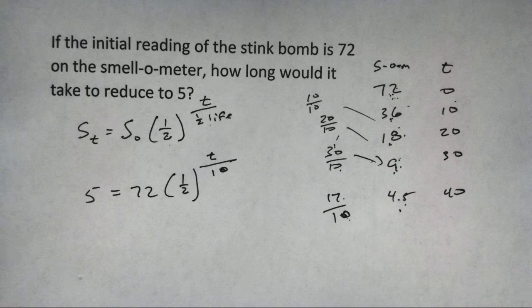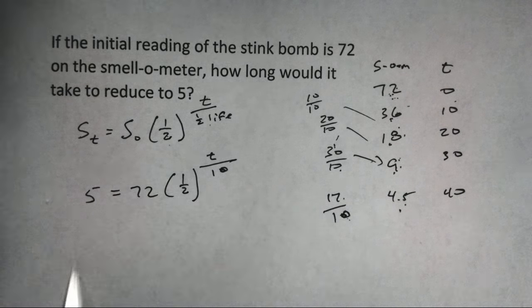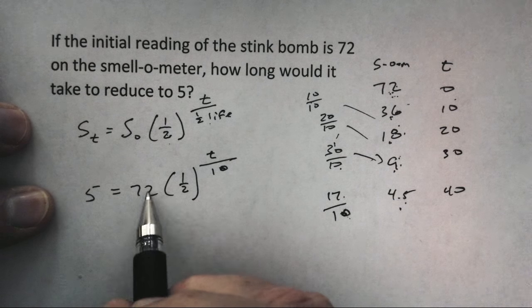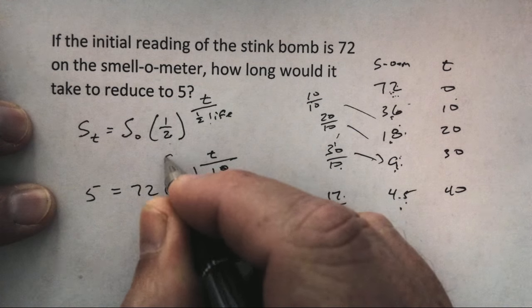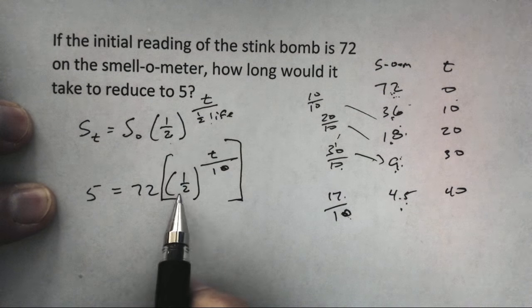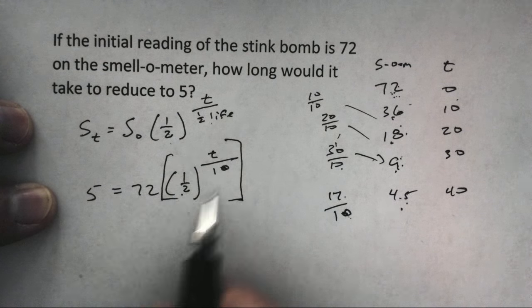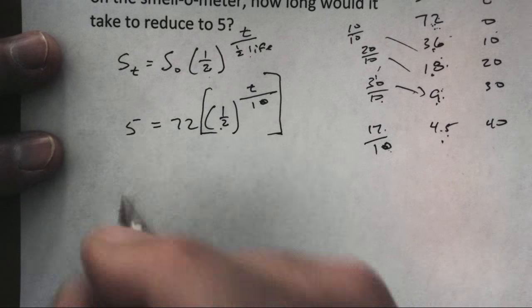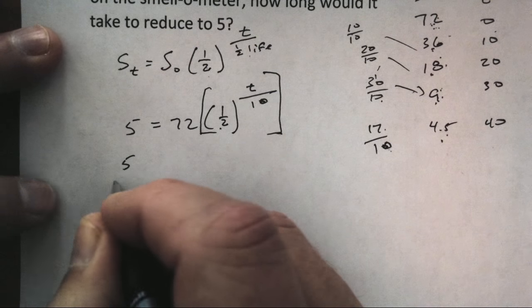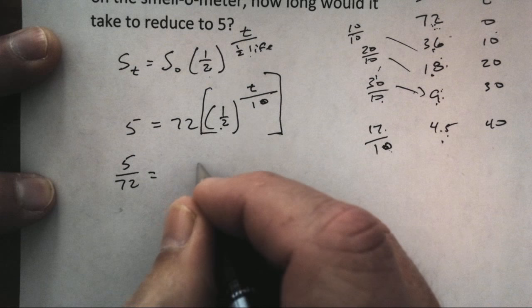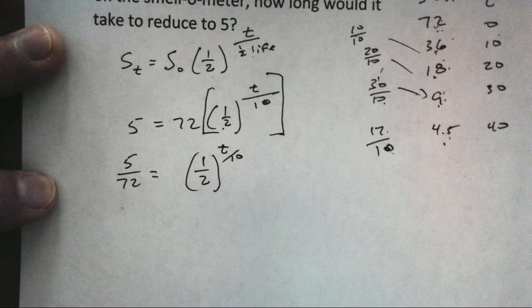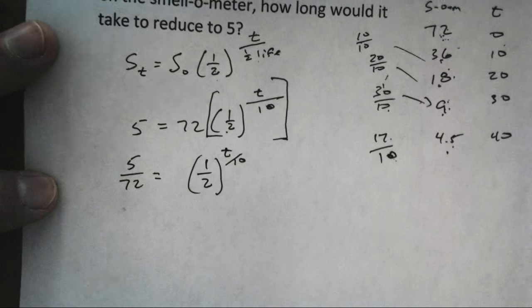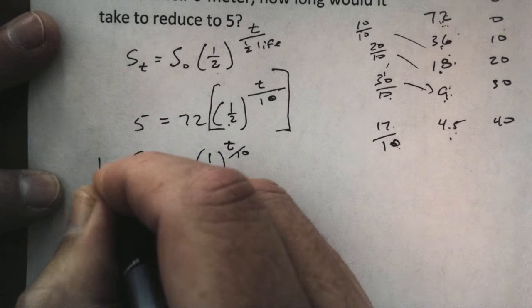1/2. Now here is a super common mistake people make. They say, okay, well this is 5 equals 36 times. No, exponents only work on that base. So I need to isolate this. So I'm going to have 5 on 72 equals 1/2 to the t on 10, and now I have an exponential isolated, and I'm just going to take ln of both sides.